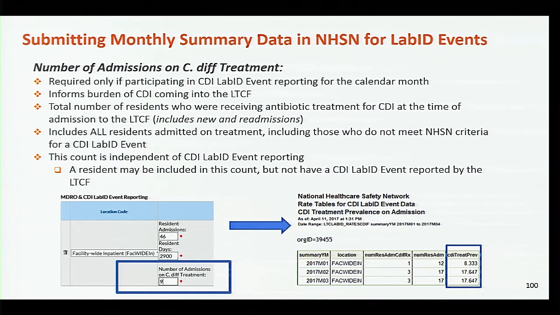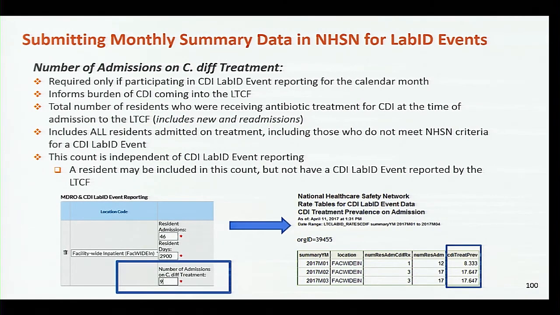Again, this variable is only required if you're participating in C. difficile LabID event reporting for that month. It is the total number of residents who were receiving antibiotic treatment for C. difficile at the time of admission to your facility, and this includes new admissions and readmissions. It does not include residents going back and forth from the emergency department, only new admissions and readmissions.